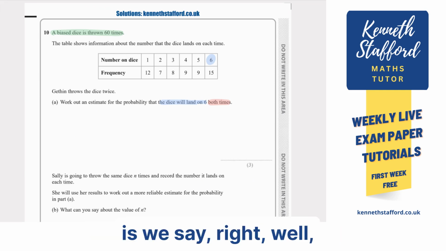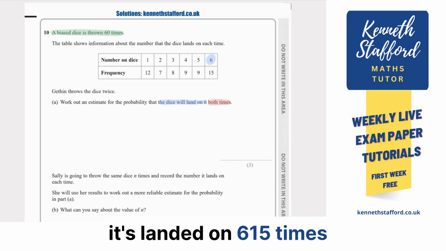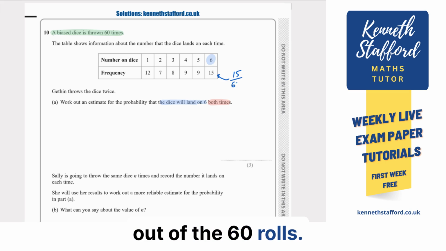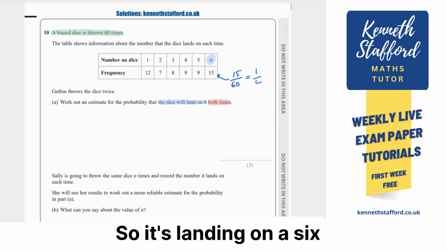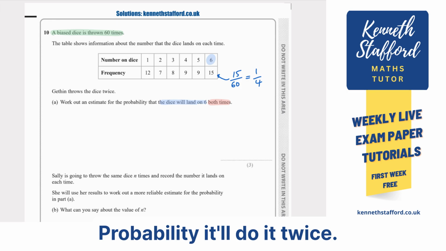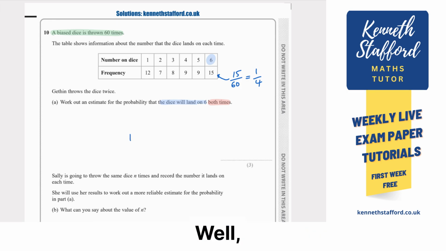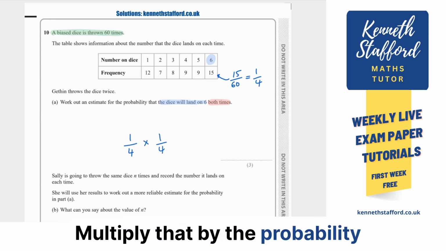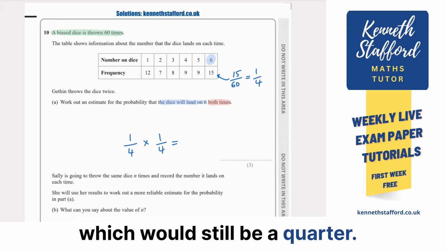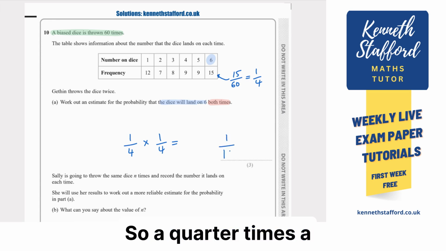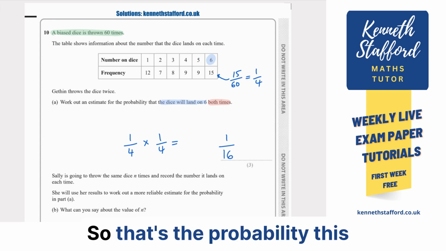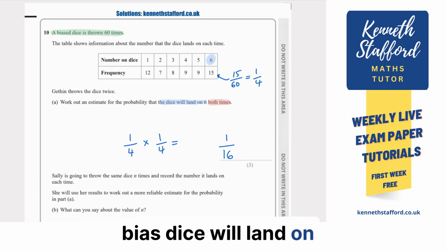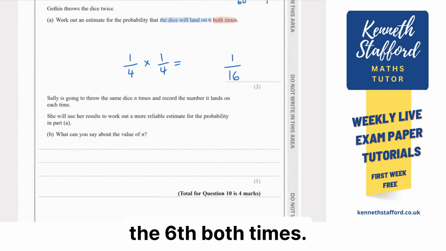So what we need to do here is we can say, right, well, it's landed on a 6 15 times out of the 60 rolls. So it's landing on a 6 a quarter of the time. Probability it'll do it twice, well, you just times the 2 outcomes together. So probability of it landing on a 6 is a quarter. Multiply that by the probability of it happening again, which would still be a quarter. So a quarter times a quarter is a 16th. So that's the probability this biased dice will land on a 6 both times.